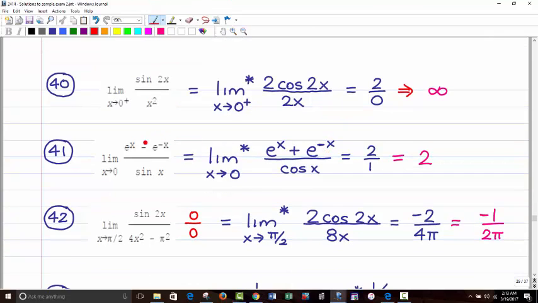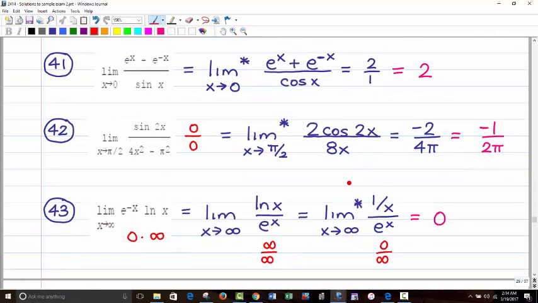Next one, put in 0. You're going to get 1 minus 1, which is 0, over 0. Take the derivative of e to the x as e to the x. The derivative of e to the negative x, however, is negative e to the negative x. So be careful with that, because the derivative of the exponent would be negative 1. So that's why the derivative of e to the negative x is changing that negative to positive, because you're producing a new negative that's changing it to positive. Sine, of course, is cosine. Put in 0, you get 1 plus 1 now is 2, and cosine of 0 on the bottom is 1. 2 over 1, so that limit would equal 2.